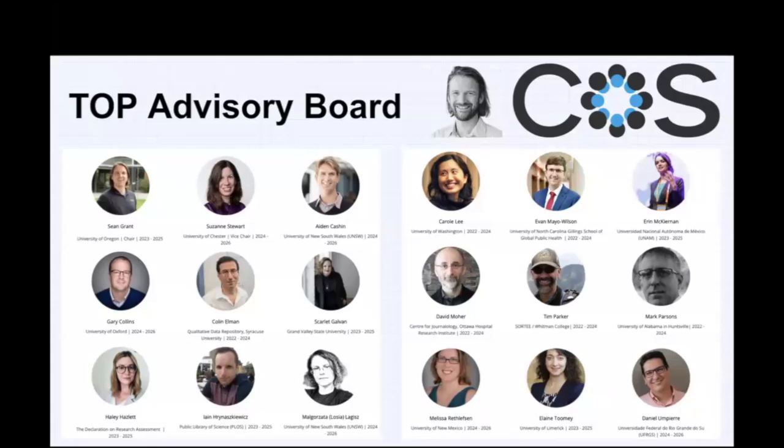My role was in supporting the Center for Open Science in helping to create this governance structure. And once we had the reconstituted governance structure in place, I have been working with the board chair, Sean Grant, and co-chair, Suzanne Stewart, who I also saw. I don't know if Sean is here as well, but Suzanne is here today. And we've been working for the last many months to prepare the paper that we've now preprinted that describes these proposed revisions.